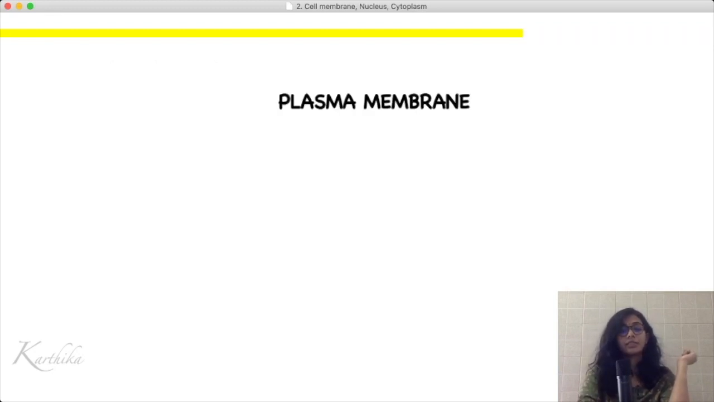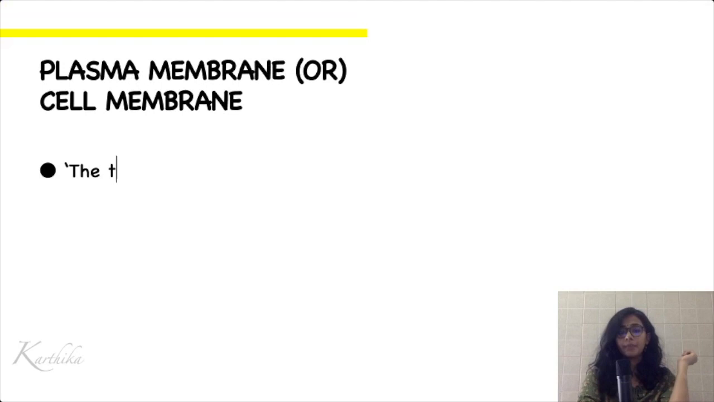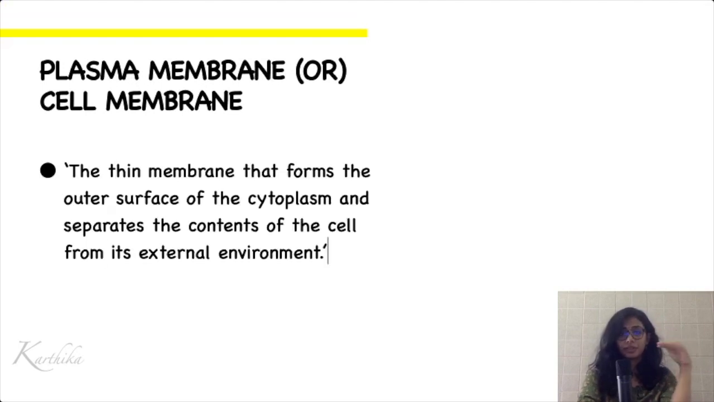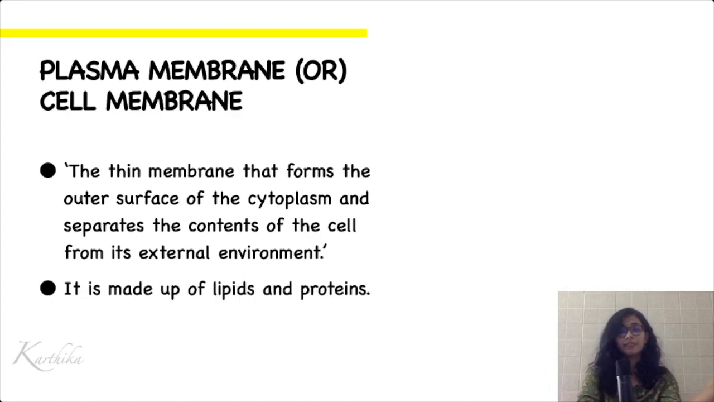So let's look at its definition. It's the thin membrane that forms the outer surface of the cytoplasm and separates the contents of the cell from its external environment, right? And what is it made of? It's made mainly of lipids, that is fats, and proteins.